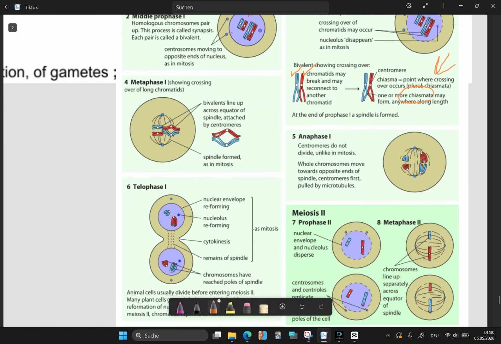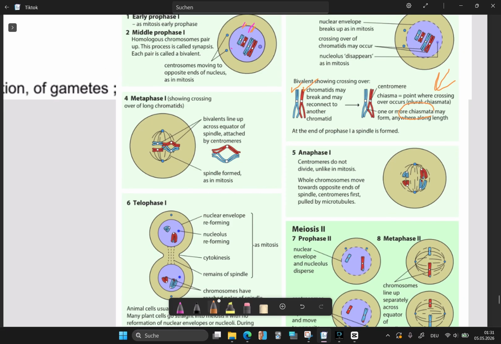Now we have metaphase, nothing really special. They line up at the equator, but it is the homologous pairs that do. And here something important happens called independent assortment, where the homologous pairs line up at the equator in a random manner. This is the second cause of variation.